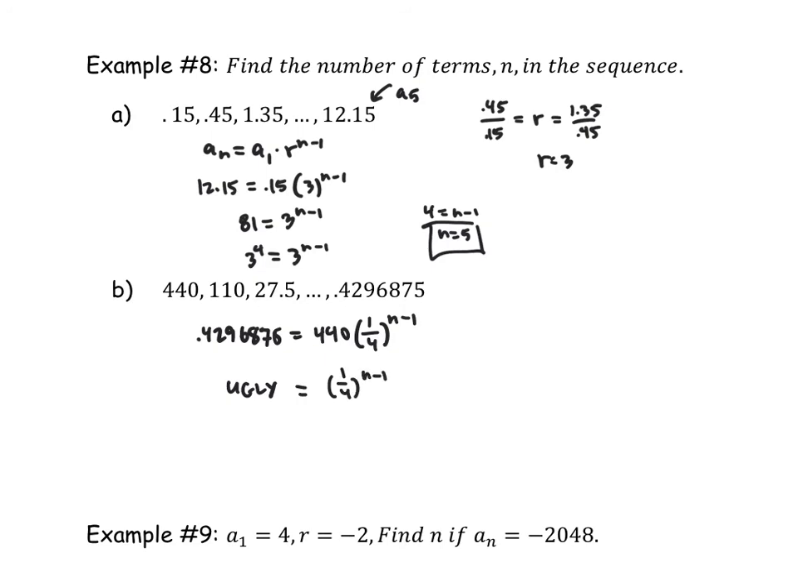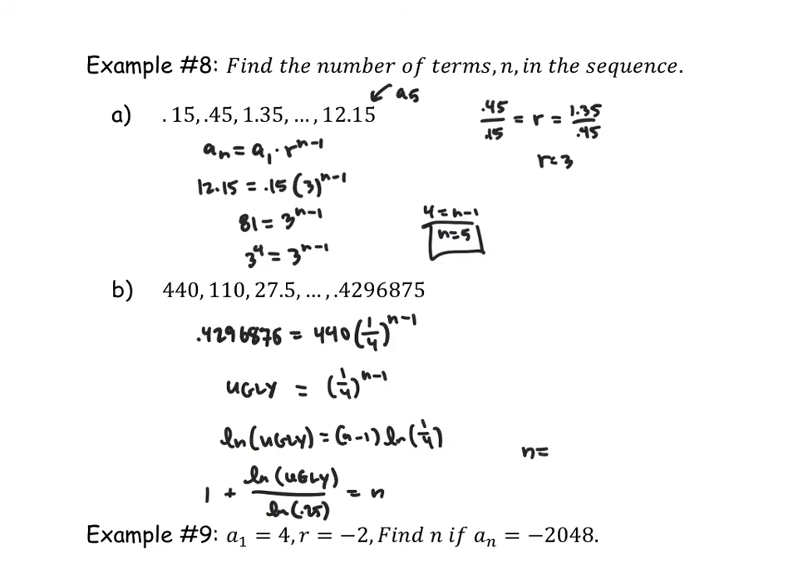All right, so I'm going to take the natural log of both sides. I'm going to take the natural log of the ugly number, and I'm going to take the natural log of 1/4 to the n minus 1. That allows me to bring n minus 1 down, using the power rule of exponents in the natural log. Okay, now I'm going to divide. So I'm going to take natural log of ugly divided by the natural log of 0.25. That's going to equal n minus 1, so then I'm just going to add 1 to this value over here. That should give me n.